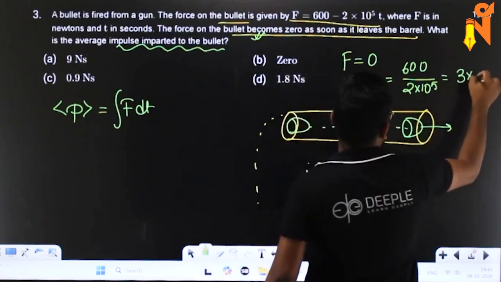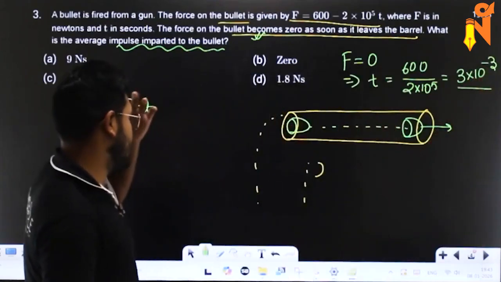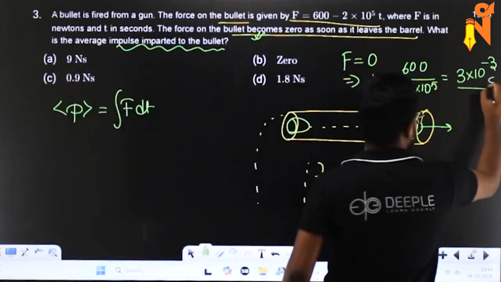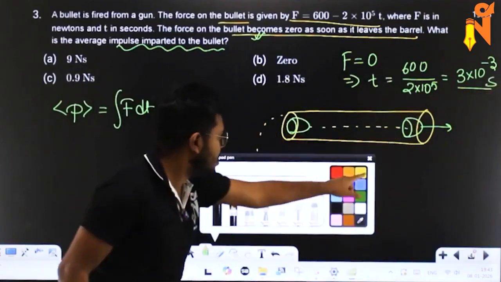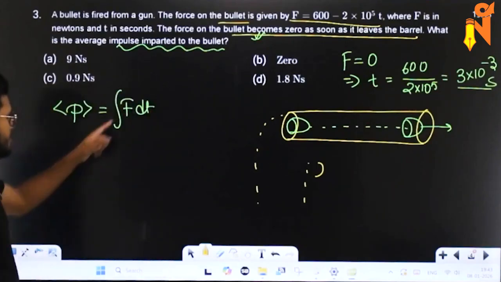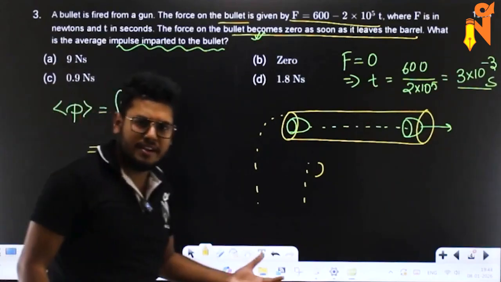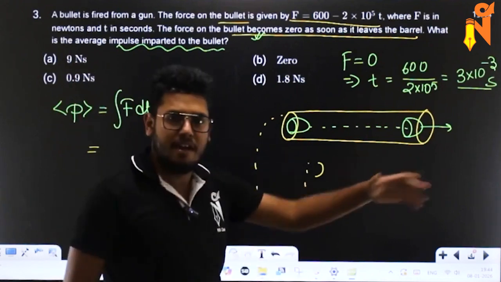3 into 10 to the power minus 3. So this is the amount of time, in seconds. Let me put the unit, this much second. Right? I hope my calculation is correct. Let's come back here. So ∫F dt, I'm not going to solve the integration in huge detail, but let's go there.